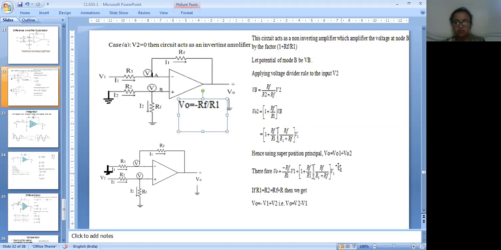This is the total voltage available at V0 at the output terminal of the operational amplifier due to the application of V1 and V2. If I take all resistances equal, for example R1 equal to 1 kilo ohm, R2 equal to 1 kilo ohm, RF equal to 1 kilo ohm, I will get V0 equal to V2 minus V1.